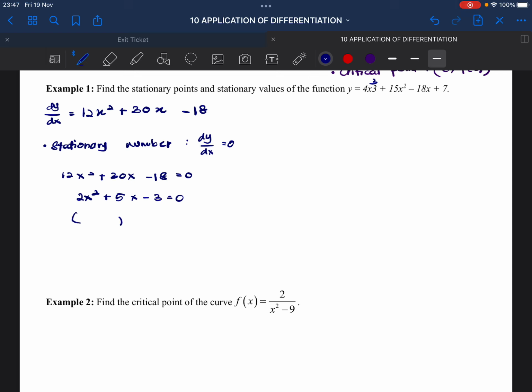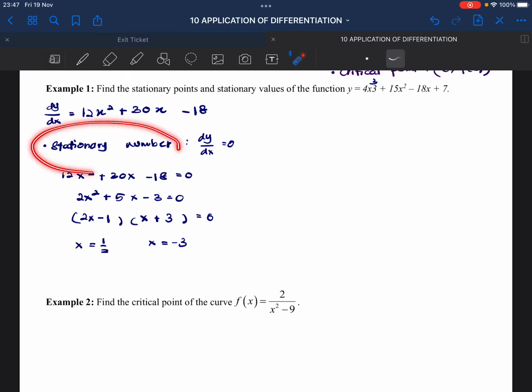Now we can factorize this. You should have (2x minus 1)(x plus 3). Therefore, you will have x equals to 1 over 2, x equals to negative 3. So this is your stationary number: x equals to 1 over 2, x equals to negative 3.